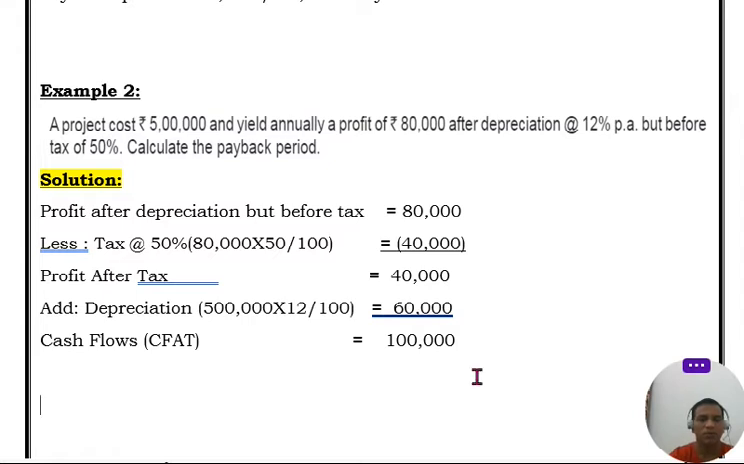And now the formula. The cost of the project is already available, no need to calculate anything. So payback period equals, what is the formula? Initial investment, that is cost of the project. What is the cost of the project? 500,000 divided by, what is the annual cash flow after tax? That is cash flow per annum, 100,000. That is equal to 5 years.